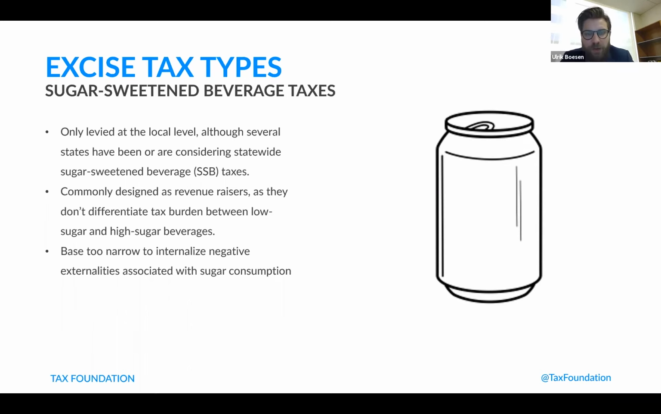Further, the base is so narrow that it fails to internalize the negative externalities associated with sugar consumption, because we're not really taxing sugar, we're taxing beverages containing sugar, which means it's very, very easy for a consumer to substitute sugar consumption from another product, right? You can switch to candy bars if that's a way to get your craving satisfied. There's even studies out there that indicate consumers switch to beer when you levy a tax on beverages, sugar sweetened beverages.